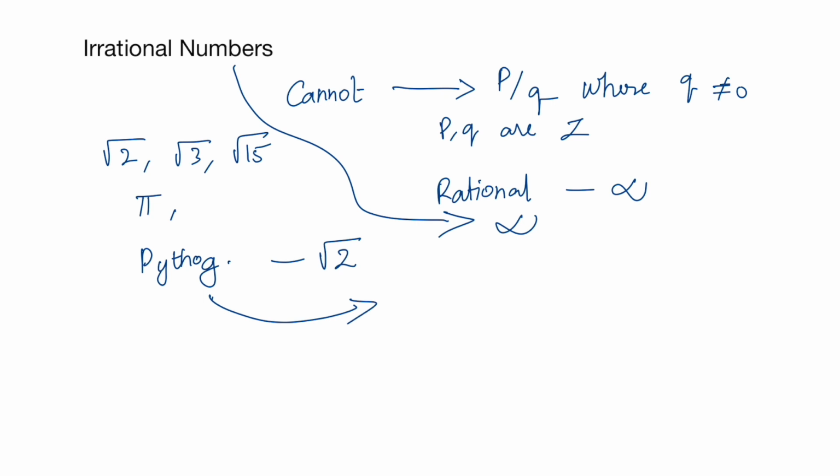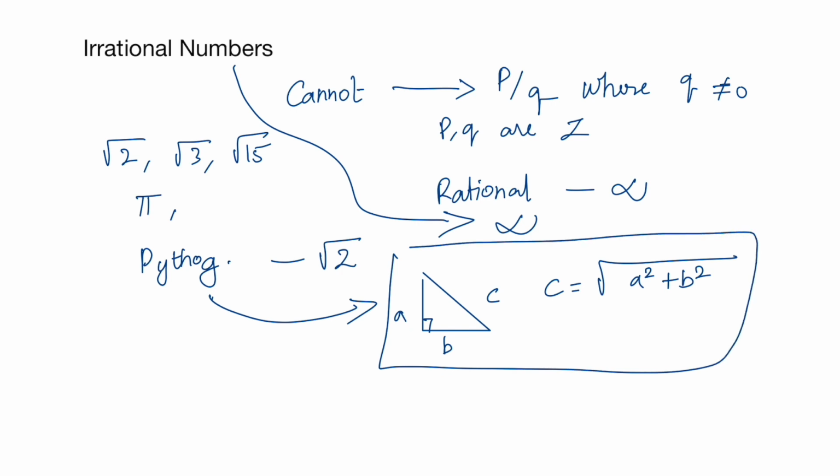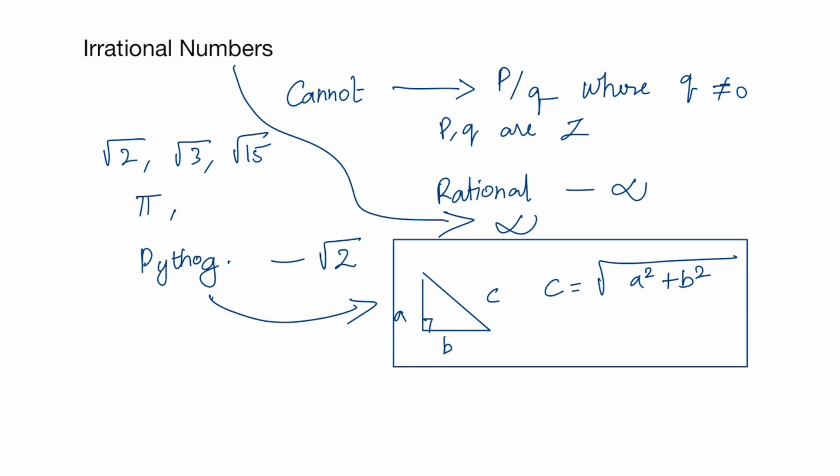We know that there is a theorem which involves triangles, specifically right angle triangles, right? What is that called? Pythagoras theorem. And what exactly is that? If we have a right angle triangle, the hypotenuse, which is this part, is equal to the square root of the sum of squares of the other two sides. So in this triangle, c is equal to the square root of a squared plus b squared. So this is true.